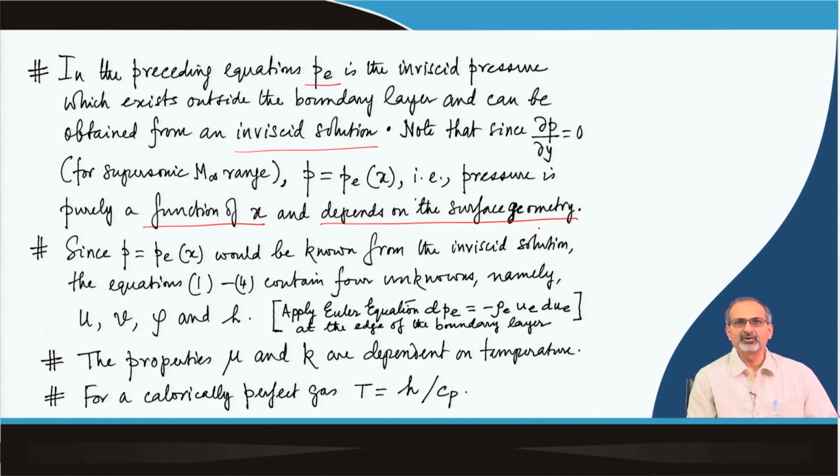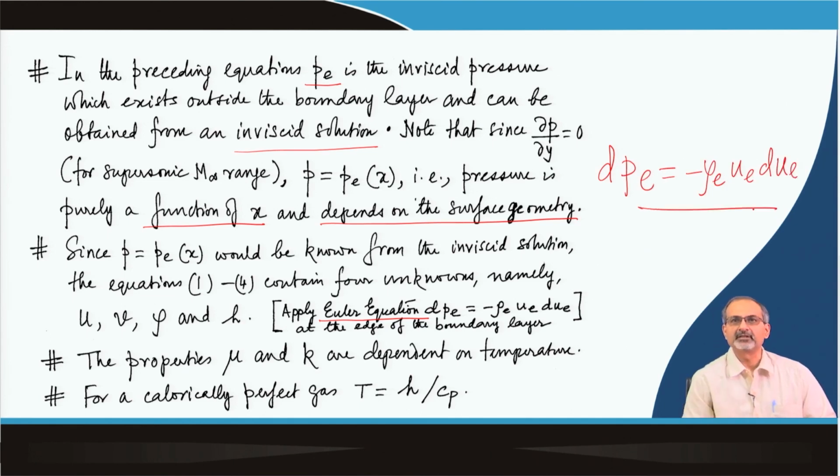Now, since the pressure would be known from the inviscid solution, the equations 1 to 4 contain 4 unknowns u, v, rho and h. And where do we get the pressure from? We get it from the Euler equation. When we apply the Euler equation, this is how it looks, in differential form, and this can be applied at the edge of the boundary layer, and that is how the pressure will be input into the boundary layer equations.